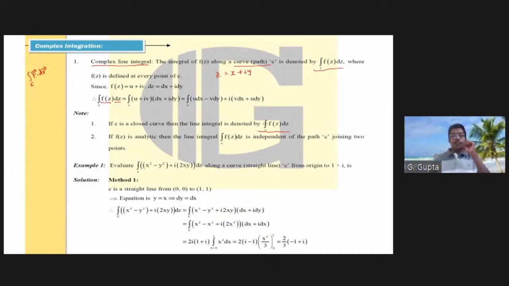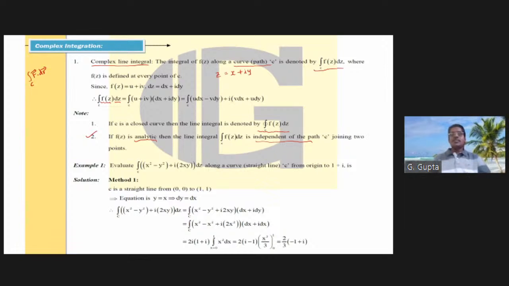It may be a triangle or square or circle or anything. Now, this is an important point. Just like vector calculus, if f bar is irrotational, but here f of z is analytic, then the line integral is independent of the path C. So whenever this f bar is irrotational, then this vector line integral is independent of the path C.